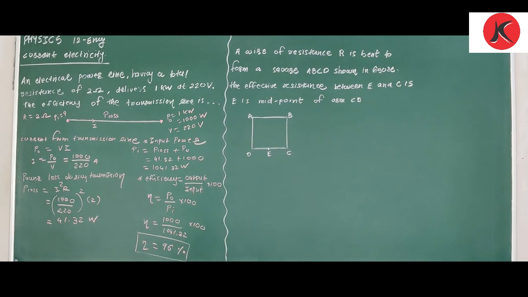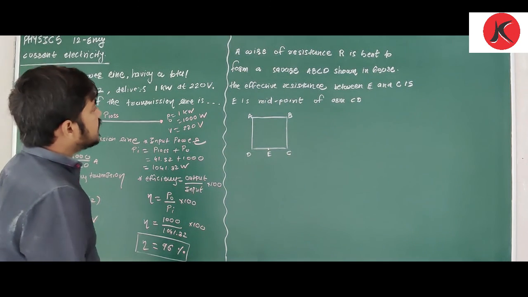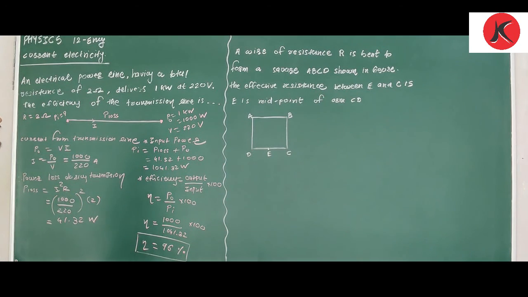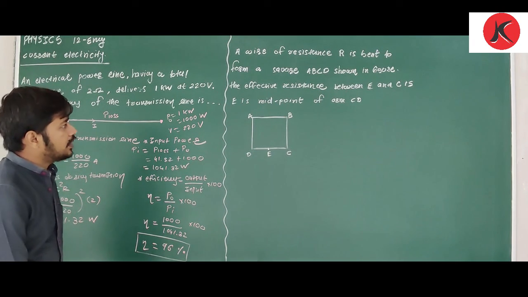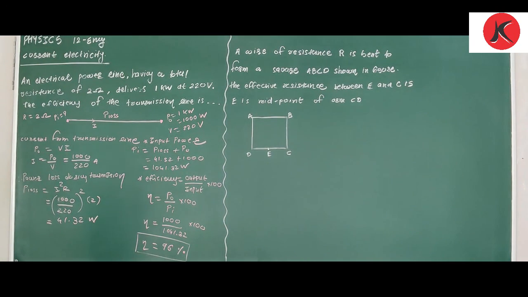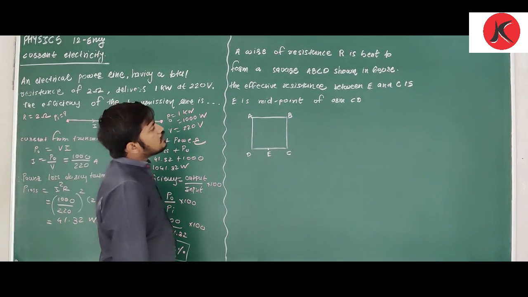Now, next question. See, a wire of resistance R is bent to form a square ABCD as shown in the figure. You have to find the effective resistance between E and C, where E is the midpoint of the arm. A wire of resistance R.